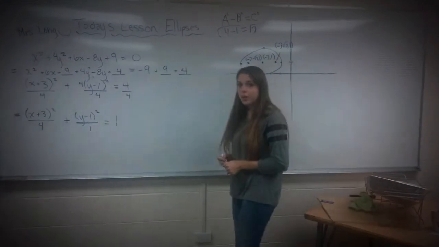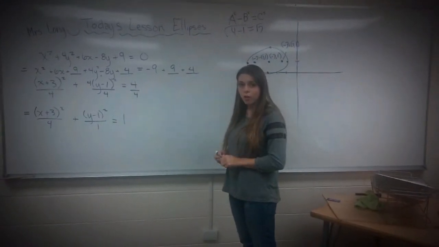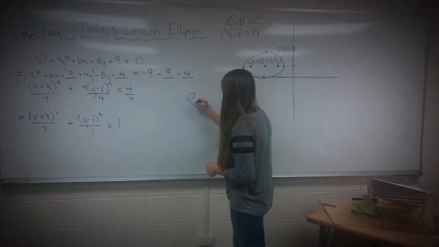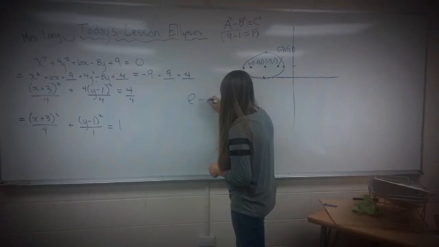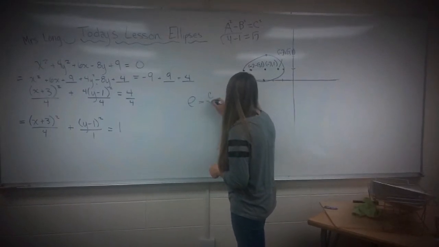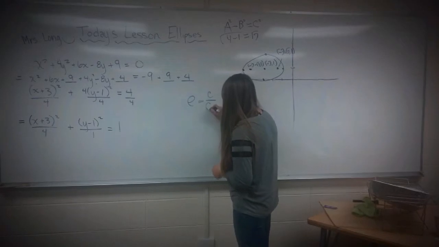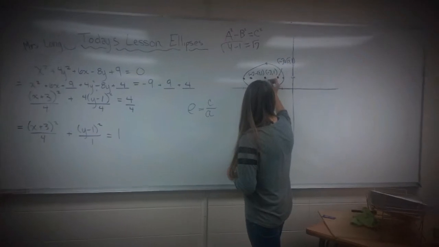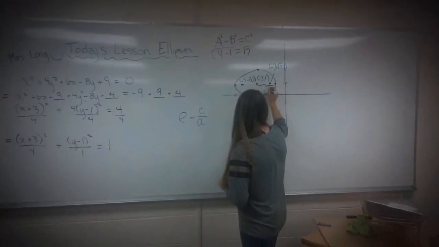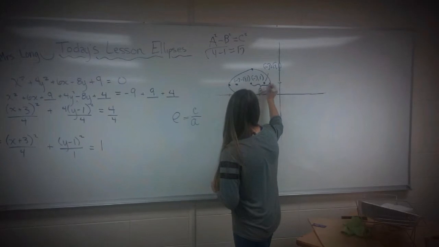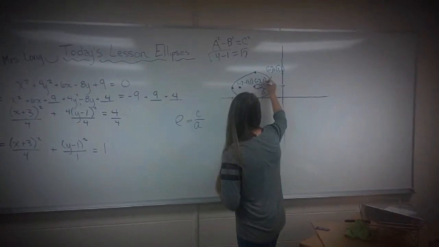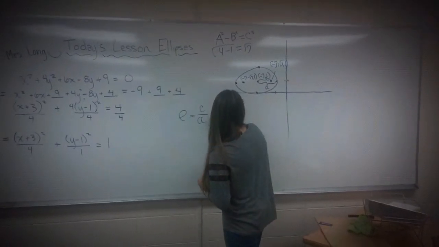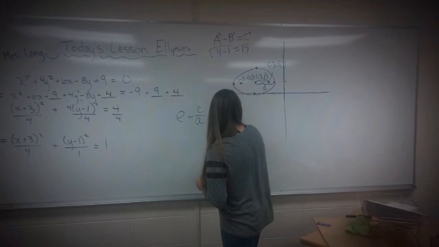Okay, so eccentricity is basically a formula that shows how oval our ellipse is, and for this ellipse, the formula is that eccentricity is equal to the distance from the center to the foci divided by the distance from the center to the vertex. And in this case, it's going to be equal to the square root of 3 over 2.